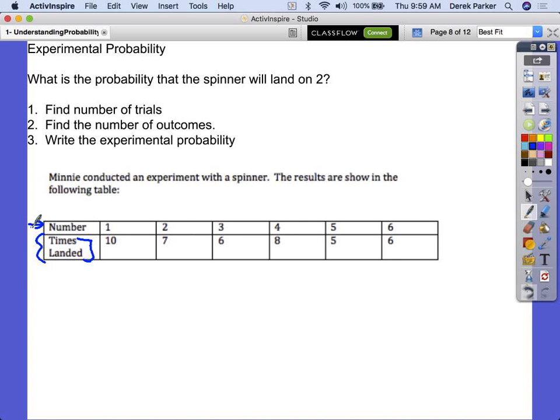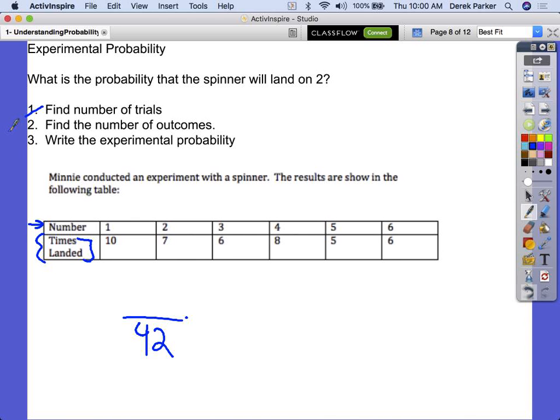Now, our first step is to add up our trials. 10 plus 7, 6, 8, 5, and 6. So that means this person spun the spinner 42 times. So 42 would be our denominator. Unlike theoretical probability, where it's the number of outcomes, in experimental probability, it's the number of trials. Okay? Number 2, find the number of outcomes.